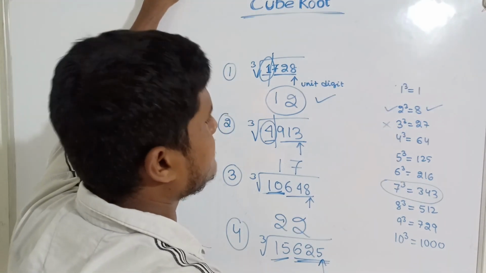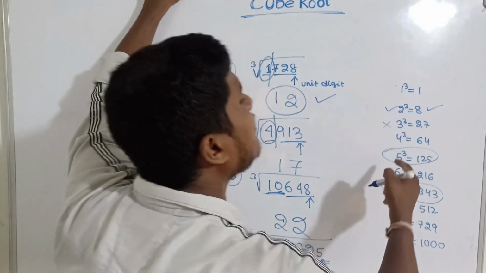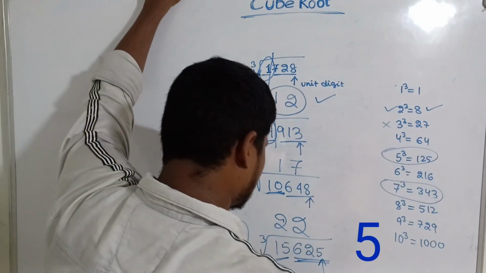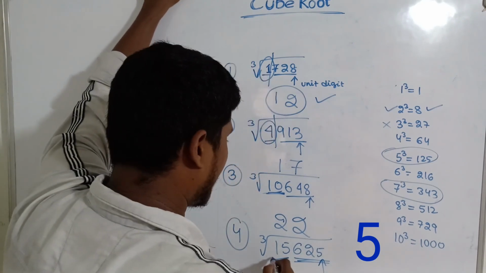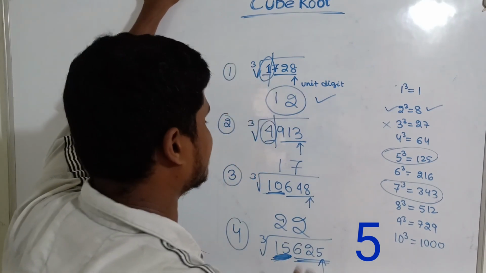So which number's cube has unit digit 5? Here, 5 cubed has unit digit 5, so just put 5 here. And 15. Look at this 15.